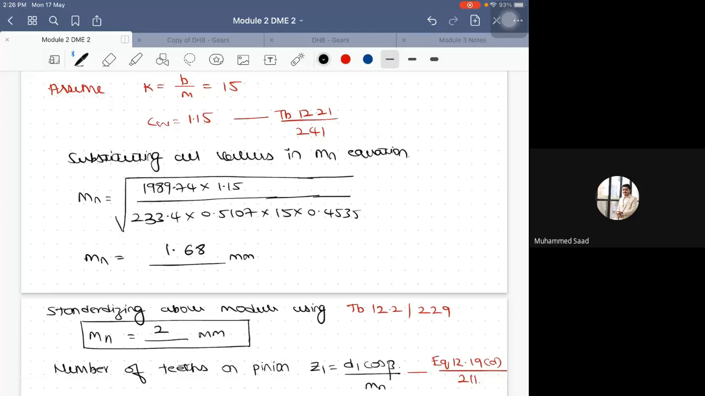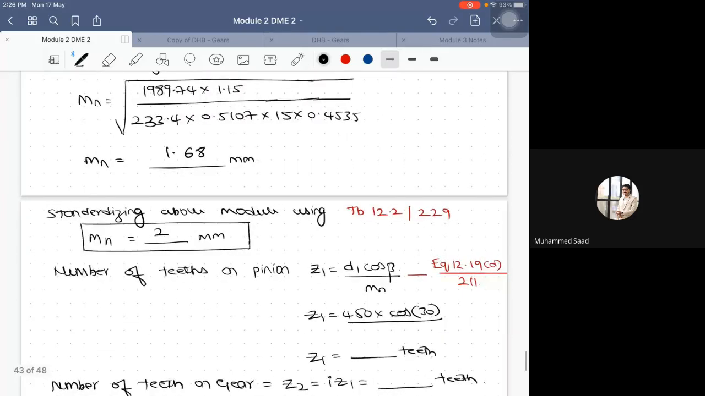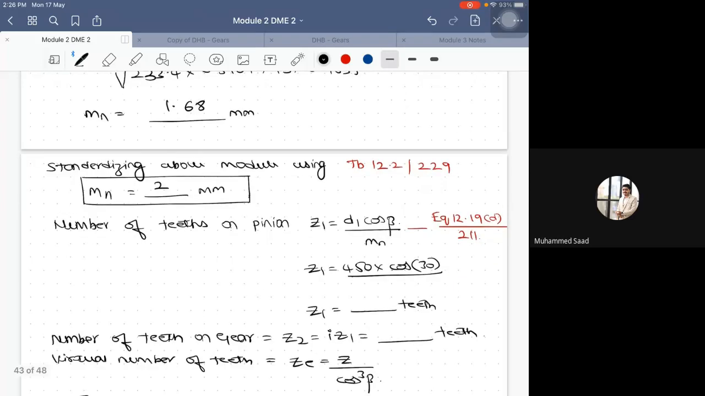Yes. So as soon as you calculate the module value, next you calculate the number of teeth, because remember, if you miss these steps, around 3 to 4 marks will be deducted out of 20, because he has not given us the number of teeth. Initially, we have just assumed it. Now we are supposed to calculate it. Use equation number 12.9D in page number 211, which says Z1 is equal to D1 cos beta divided by Mn. Since now Mn you have just calculated, it is 450 into cos 30 divided by 2. So give me the number of teeth.